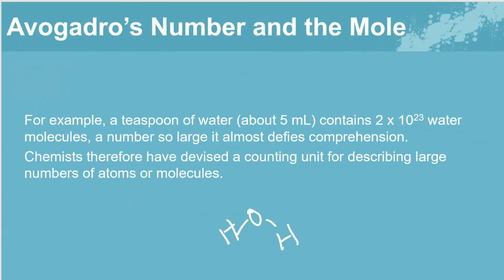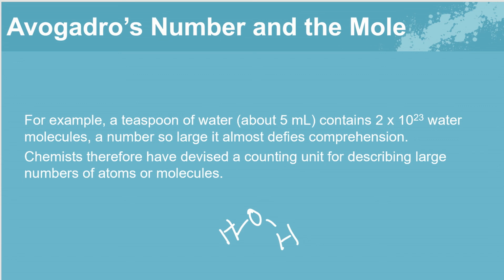All right, so I'm sure you must have heard of Avogadro's number and the mole, right? It is considered by some to be challenging, but we're going to try to break it down. For example, a teaspoon of water, which has about 5 mL. If I have a teaspoon and you have that full, that's equal to about 5 mL. That's also equal to 2.2 times 10 to the 23 water molecules.